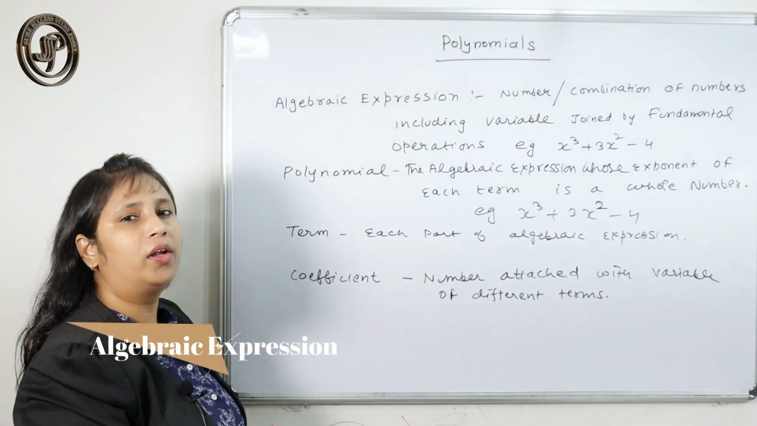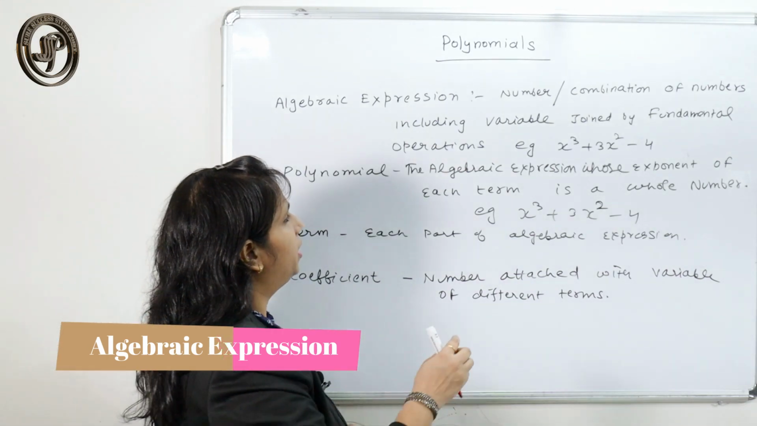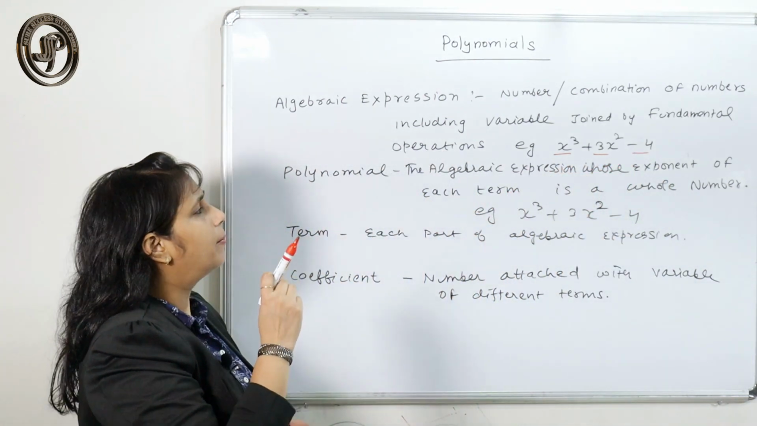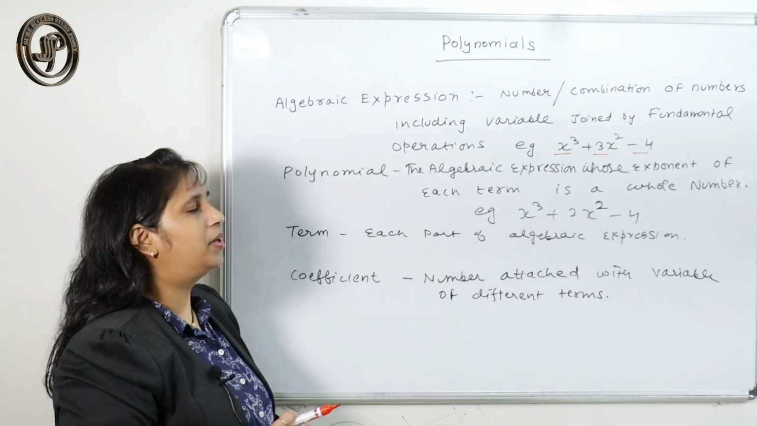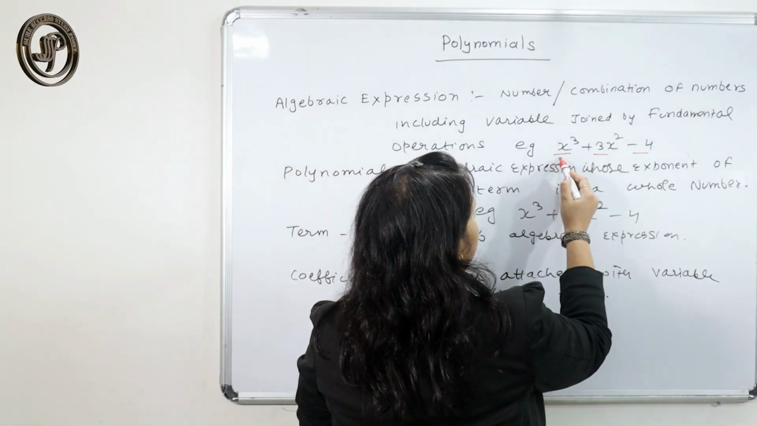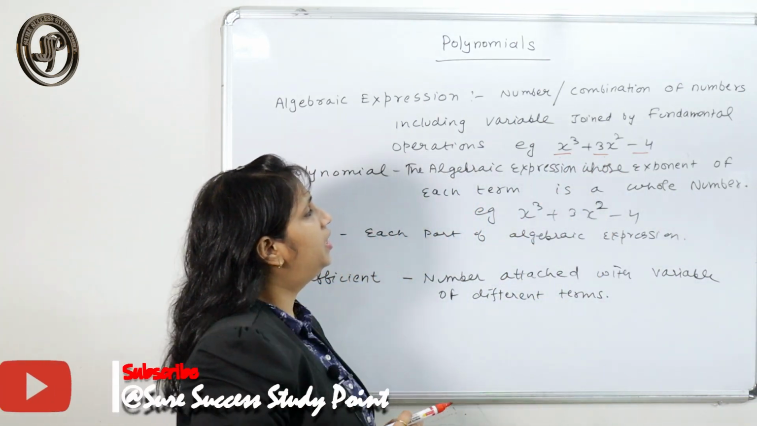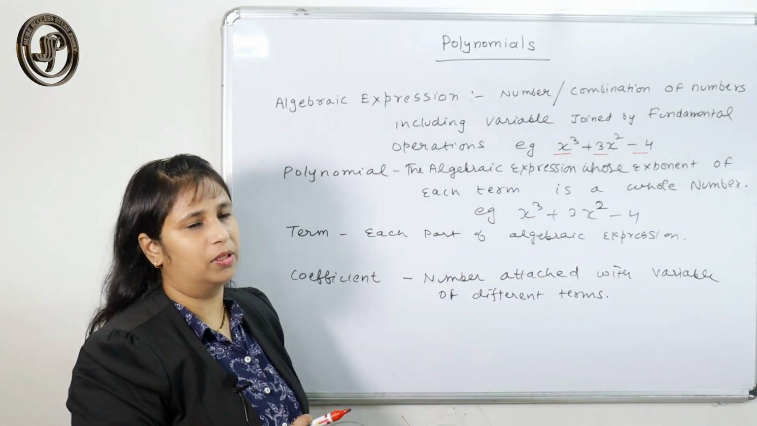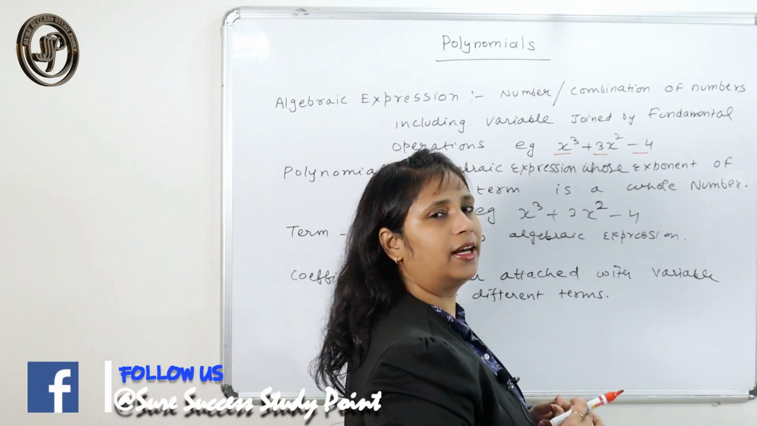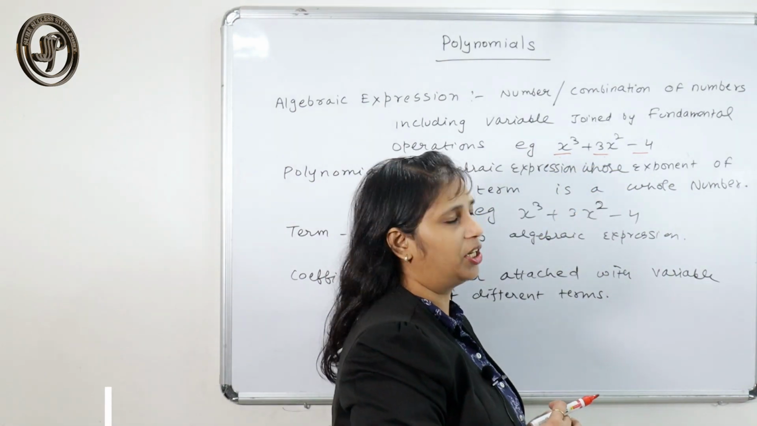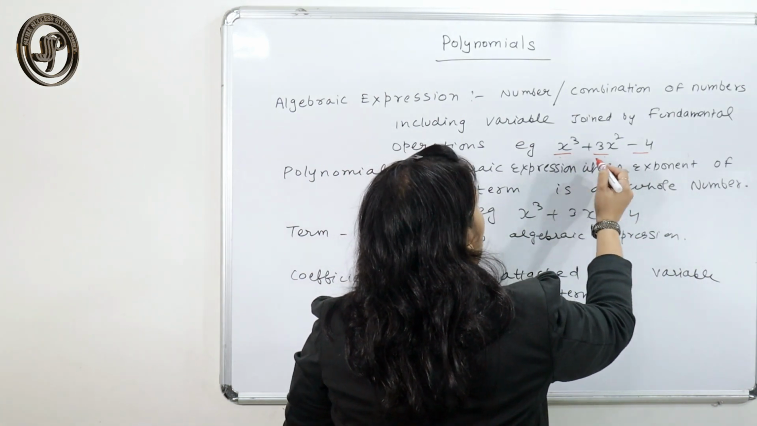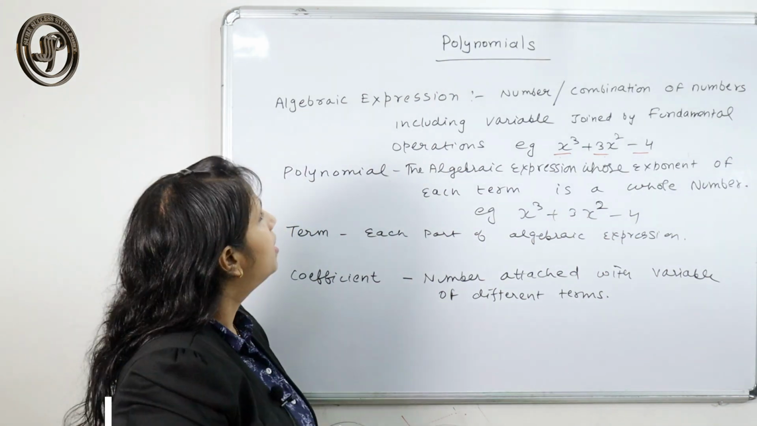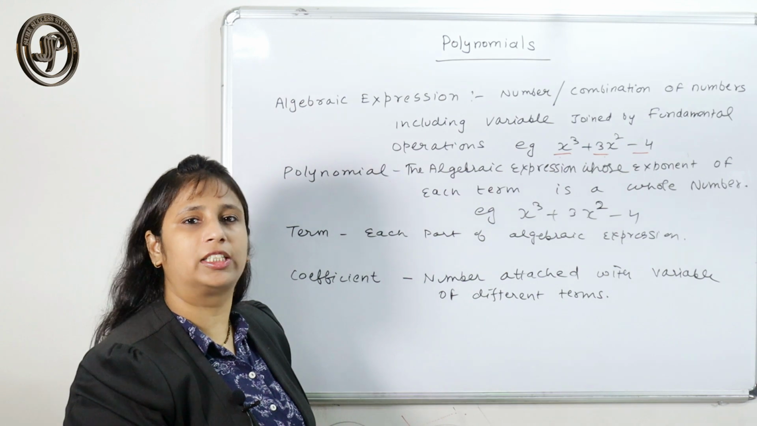Algebraic expression. What is an algebraic expression? When you see variables joined by the fundamental operations, then it forms an algebraic expression. Here you will see x cube, 3x square, 4 etc. These are combinations of numbers including a variable. Here x square is called a variable because its value can be changed. And if they are joined by different operations like plus, minus, multiply, divide, then it forms an algebraic expression.